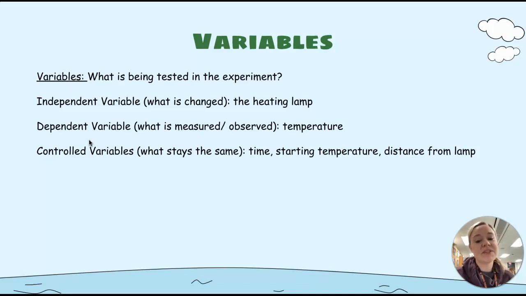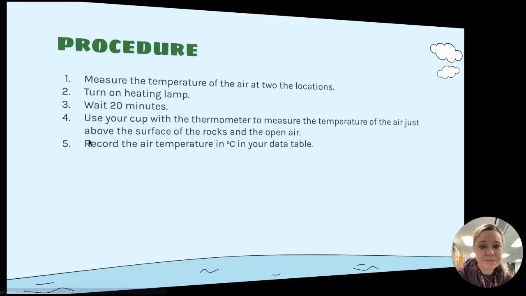And then the thing that we're going to keep the same is how long we're testing it, the temperature that it starts at. So we're going to make sure that we leave these away from the cups, or away from the sun, so they don't get warm before we measure them. And then the distance from the lamp. We're not going to move the sun once we start the experiment.